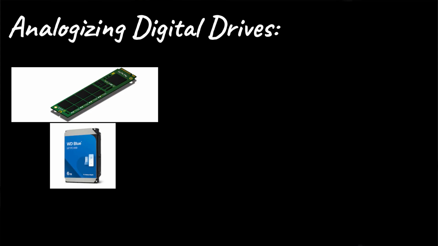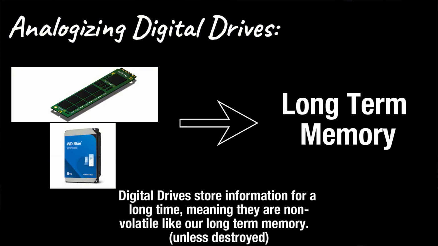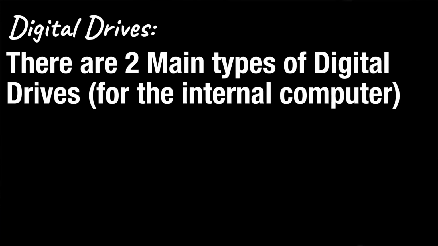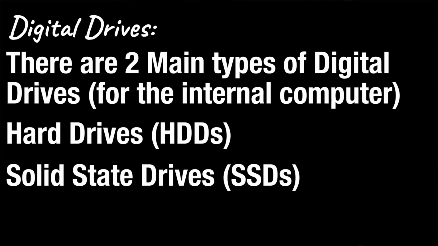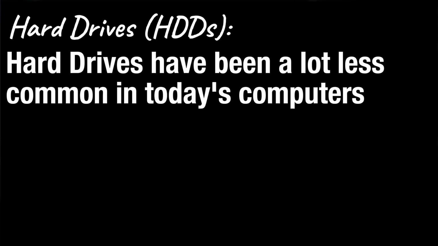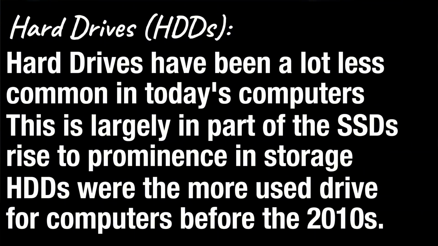Secondary memory, however, are your digital drives. And digital drives can be thought of as your long-term memory because they store information forever. Anyhow, there are two different types of digital drives. You have your hard drives, or HDDs, and solid state drives, or SSDs. Hard drives in general have been a lot less common nowadays because of the SSD. However, hard drives were the dominant storage type back then.